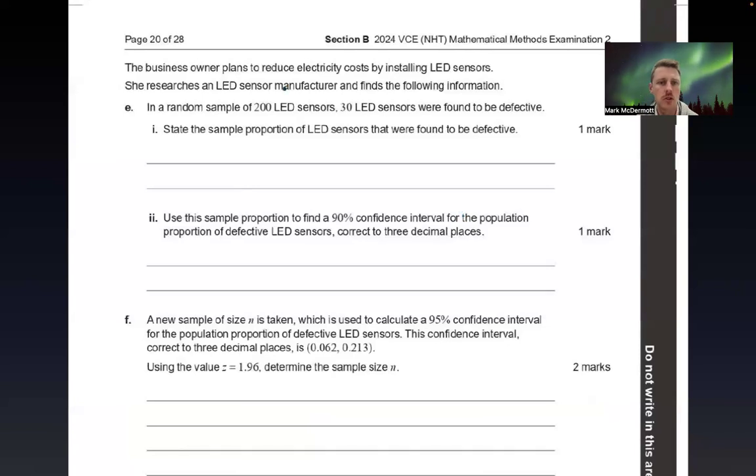The business owner plans to reduce electricity costs by installing LED sensors. She researches an LED sensor manufacturer and finds the following information. In a random sample of 200 LED sensors, 30 were found to be defective. State the sample proportion of LED sensors that were found to be defective. Okay, so 30 of the 200 were defective. So I reckon that's just 3 on 20. So I reckon that's the sample proportion.